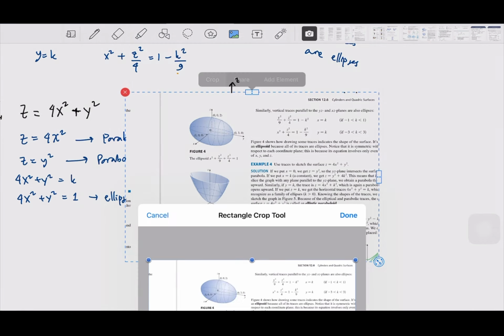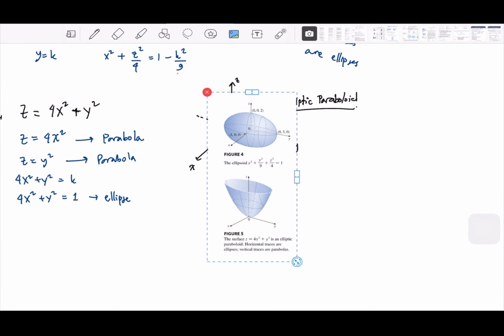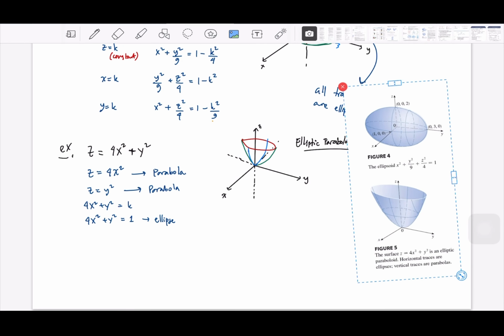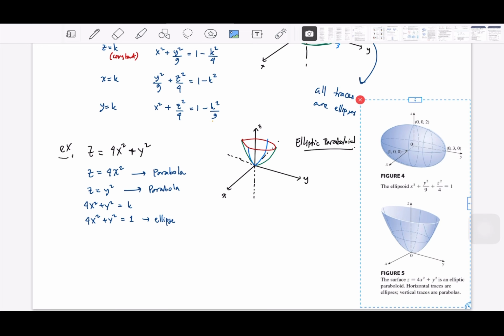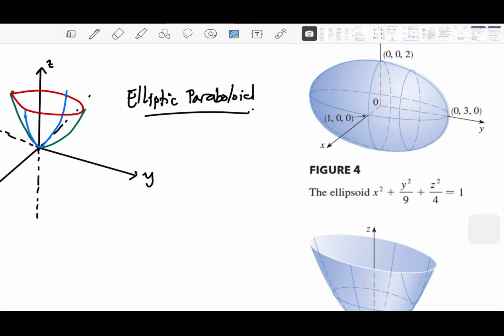Okay, now if we look at the reference, I think this is to make sure that our drawing is correct. So the first one is the ellipsoid, the second one is the elliptic paraboloid. As you can see, that's our drawing, and this is the reference.